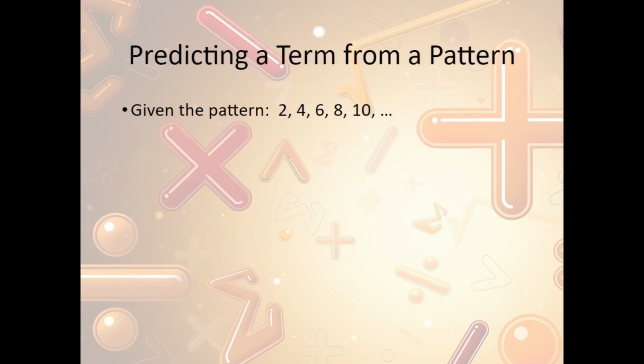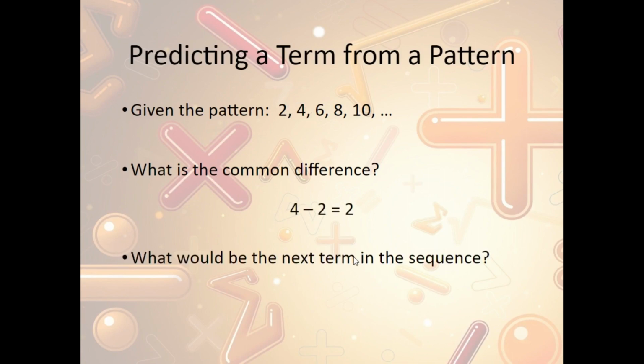So predicting a pattern, so if we're given the pattern of 2, 4, 6, 8, 10, and we're asked what is the common difference? Well, we should notice that every time we go up 2, so the common difference is 2. So the question is, what would be the next term in the sequence? So after 10, what would be the next one? So we know that we're going up by 2 each time. So we add 2 and we get 12. So the next term would be 12.